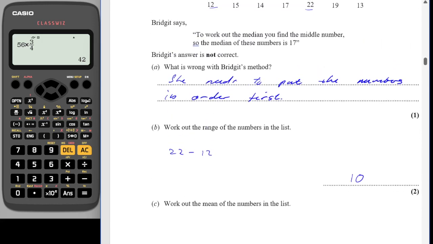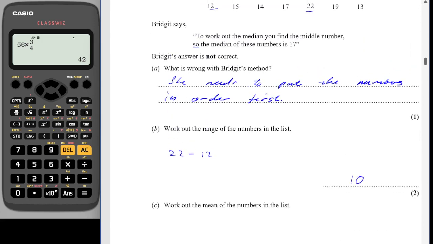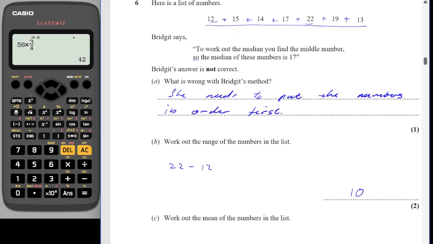Work out the mean of the numbers from the list. For the mean we need to add all the numbers together, and then we need to divide by the number of numbers. Does it tell us in the question? No. 1, 2, 3, 4, 5, 6, 7. So we're going to do that divided by 7.